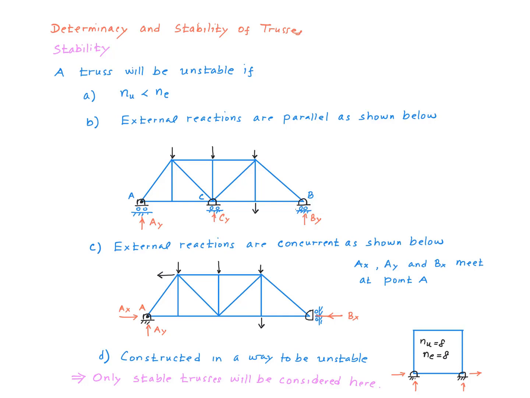Finally, a truss can be improperly constructed, which will lead to instability. Here's a simple example of that. We have a rectangular truss, and you can see even though n_u and n_e are equal to each other in this case, which I will let you check out, if I push it sideways, the truss is going to collapse. So there's a way to construct a truss so that it will be stable. This is not one. In another video, we'll talk about how to construct a truss so that it will be stable.